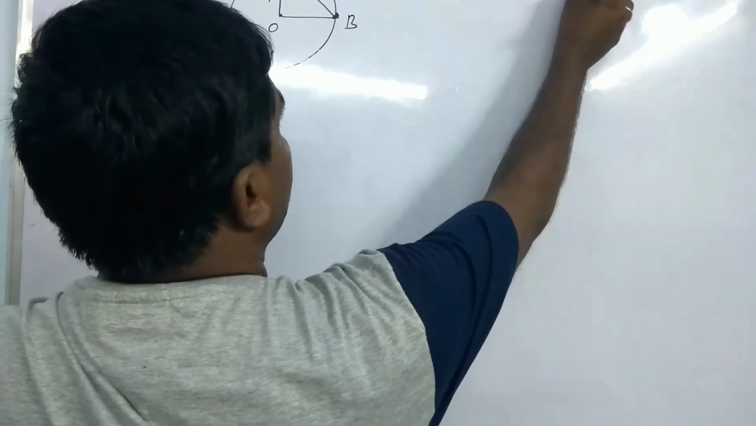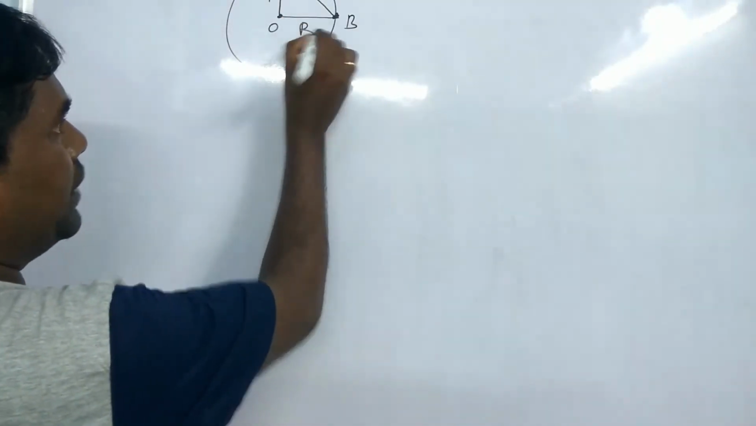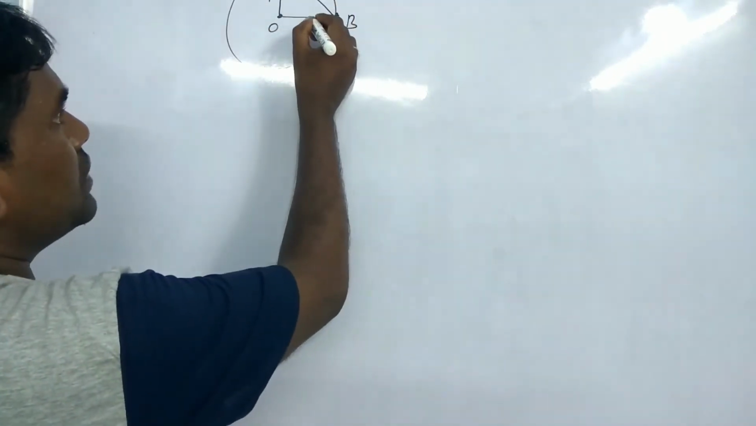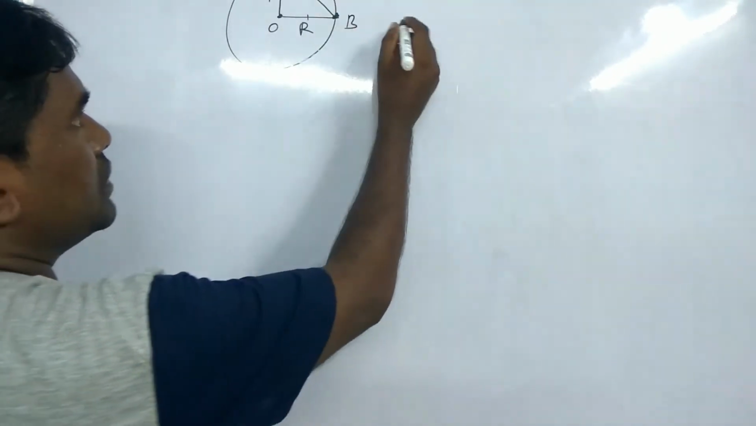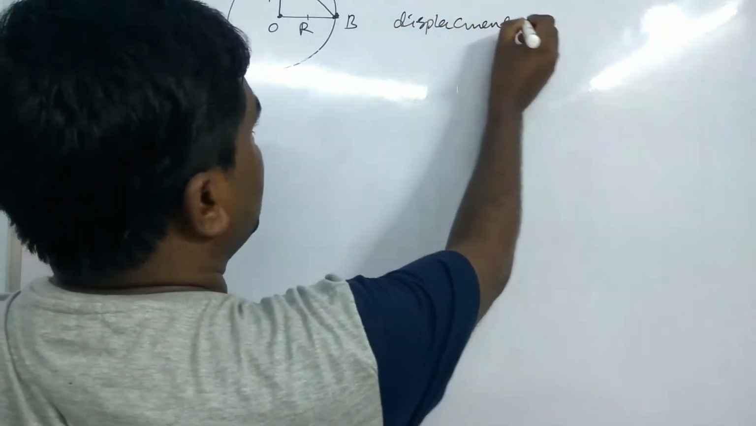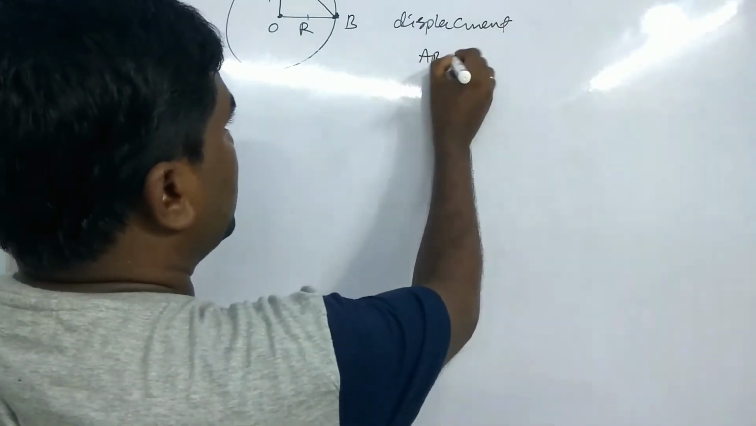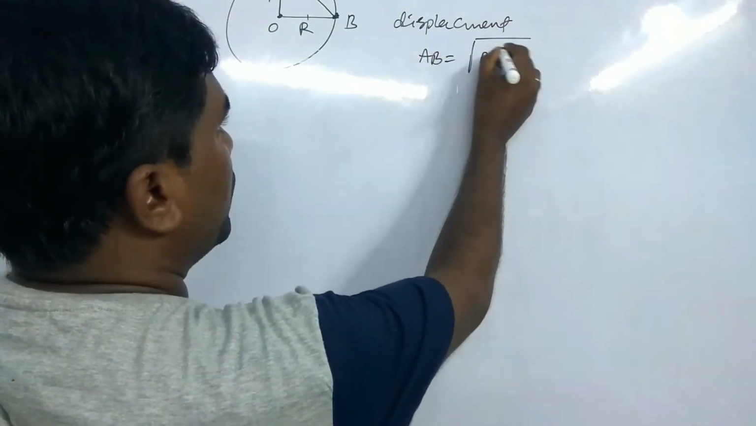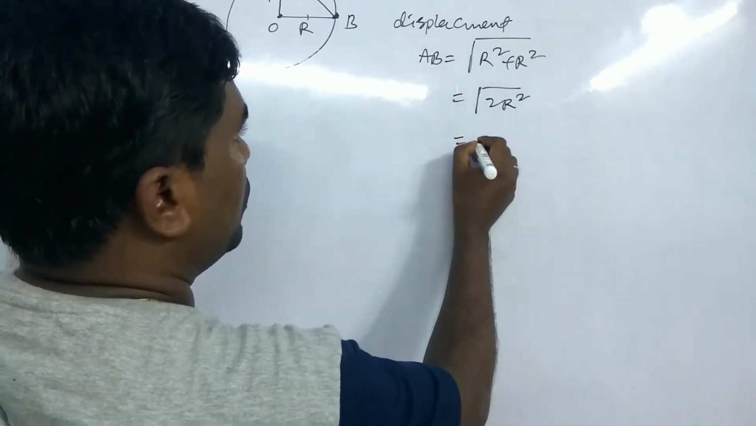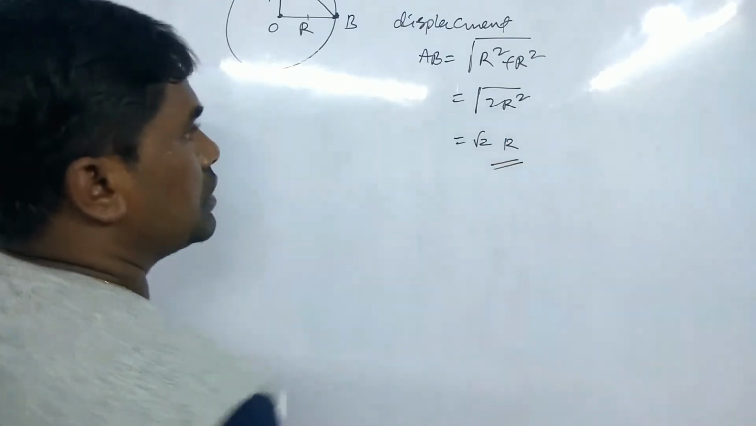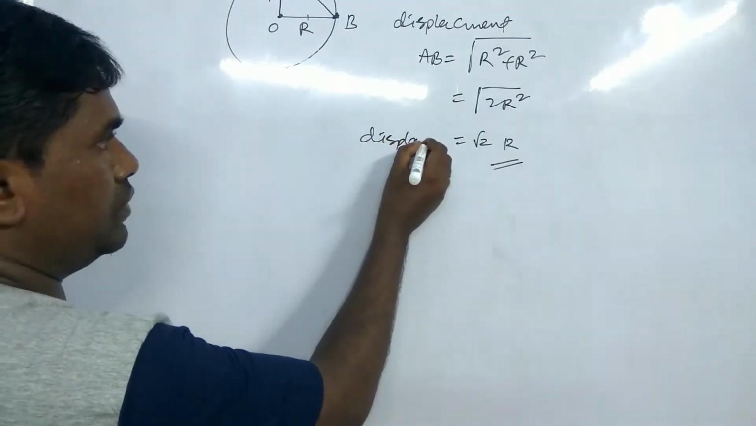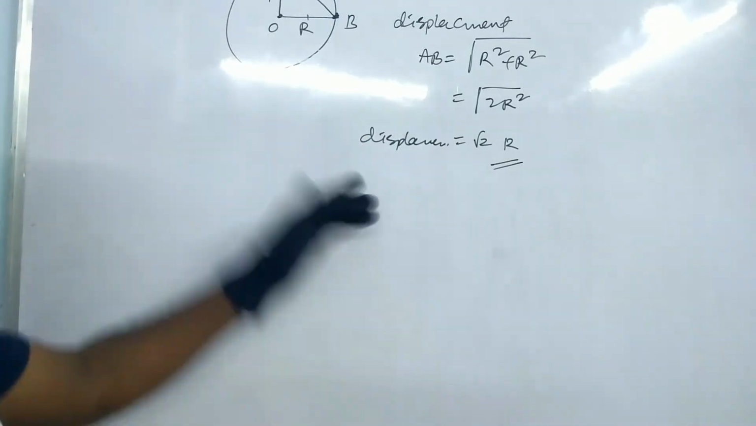How can we find the displacement? Here this is also radius r. So this is the hypotenuse, side squared plus side squared, from the Pythagoras theorem. Then displacement AB is equal to the square root of r square plus r square, which is root 2 r. So this is the displacement of the particle here.